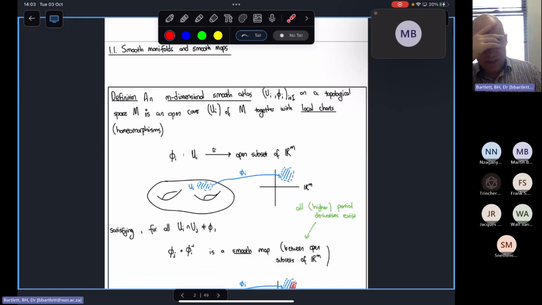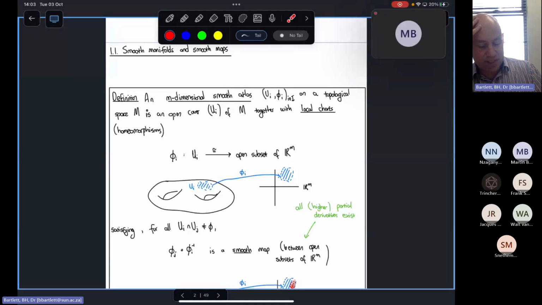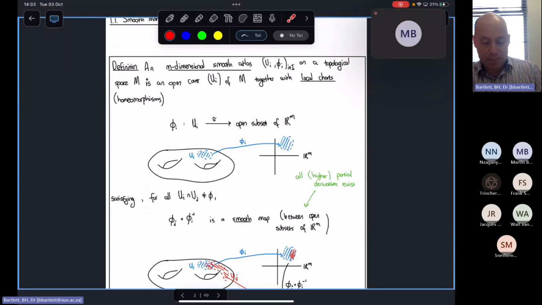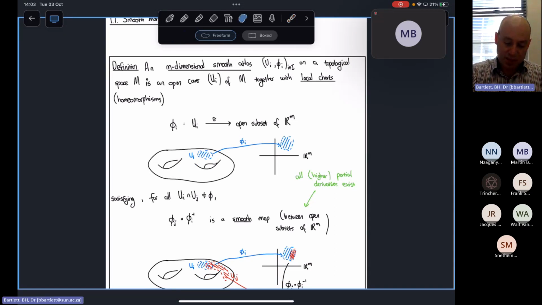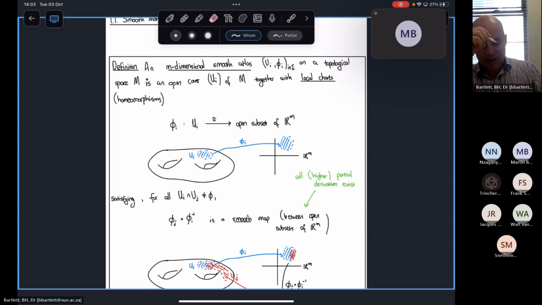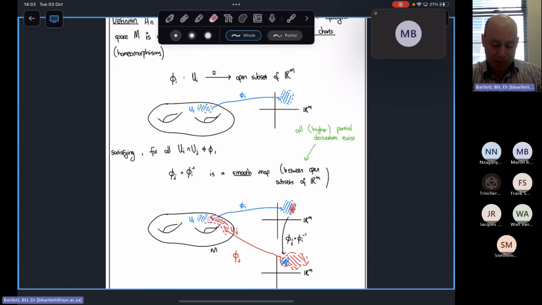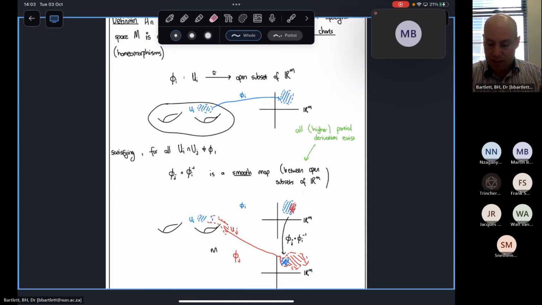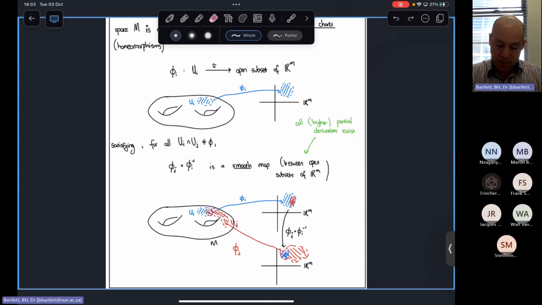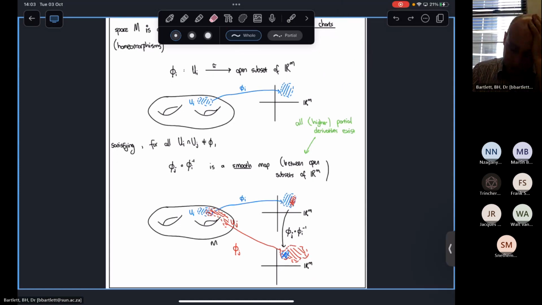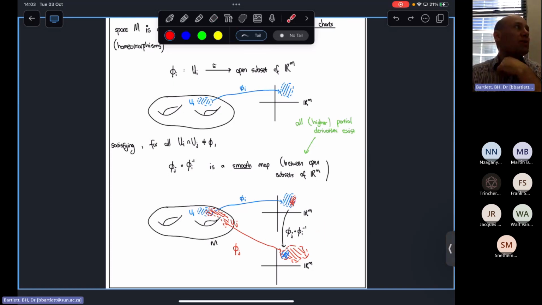So remember that an m-dimensional smooth atlas on a topological space is an open cover of the space together with local charts, i.e. homeomorphisms from that open set into an open set in Rm, having the property that on the overlap where you can compare these two charts, the transition functions going from the one chart to the other are smooth maps. Smooth meaning that all higher partial derivatives exist. So the second derivative, the third derivative, the fourth derivative, and so on.